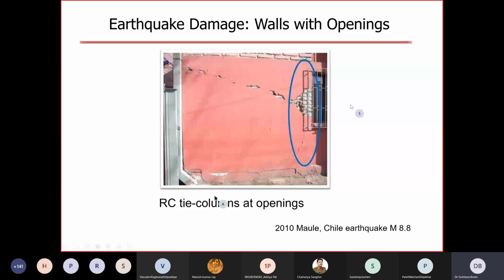It was subjected to very significant shaking in the 2010 earthquake. The photographs from Chile I'm showing you, and I will say a few words about these earthquakes. It was a magnitude 8.8, so significantly stronger than the 2001 earthquake, which was also very strong.